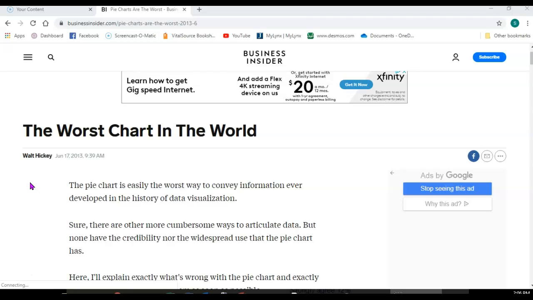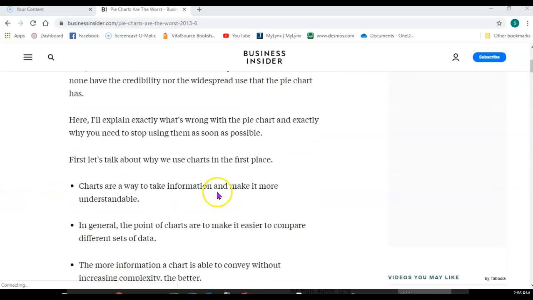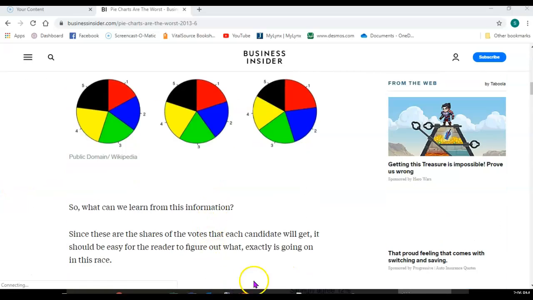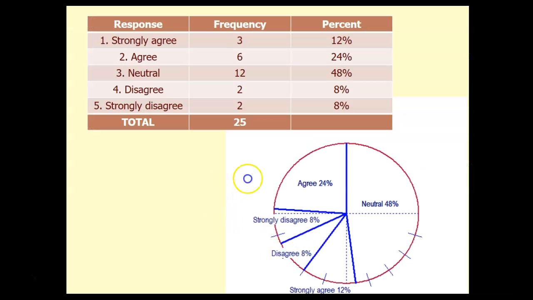And I'm not sure I totally agree with him, but I will give you a link to this article in Canvas in case you want to read it and decide for yourself and see why he thinks pie charts are not such a good idea. But I will say that there are some bad pie charts out there.